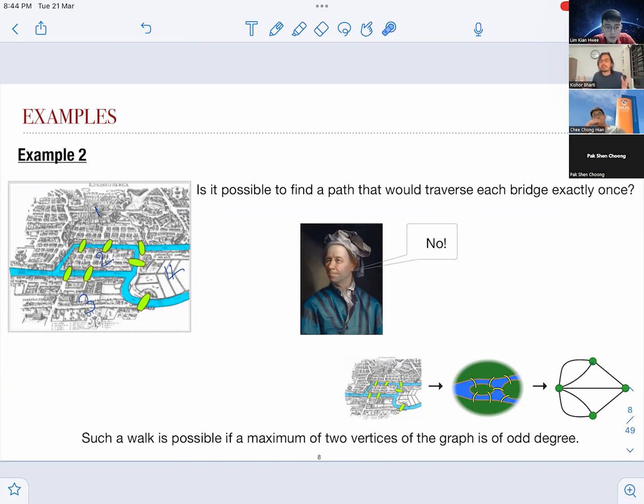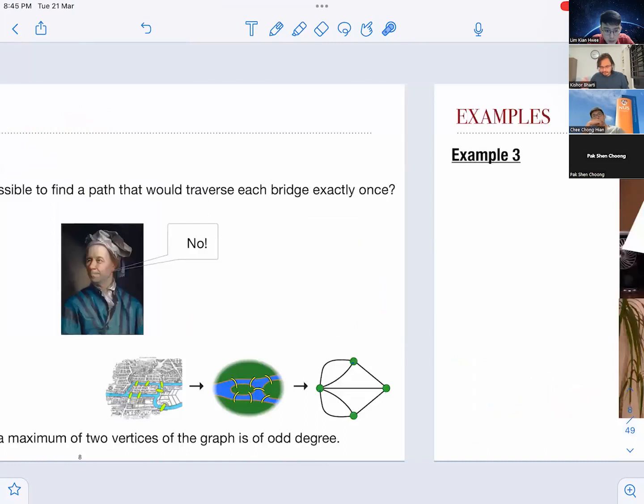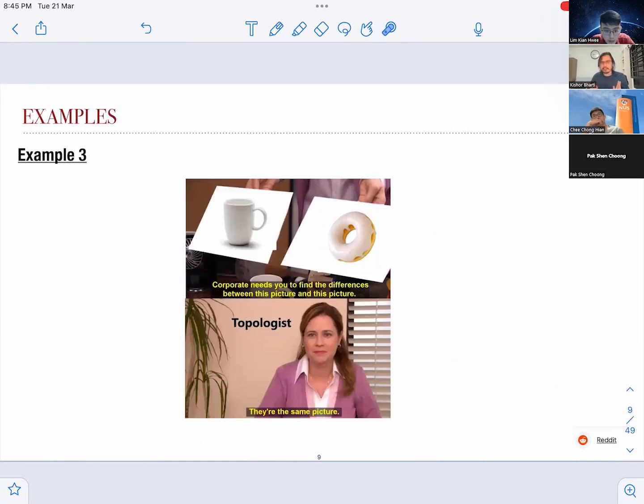So he abstracted the idea, where he was not interested in how the bridges are aligned and everything. This problem was open for a long time, and by understanding the connectivity, he managed to solve it. So this was Euler, and we know Euler for multiple contributions.